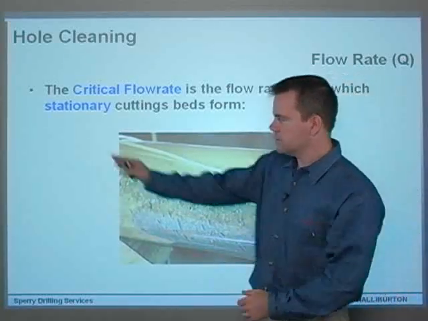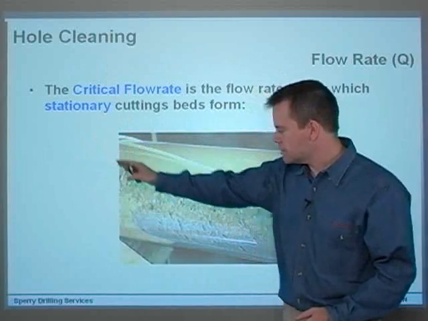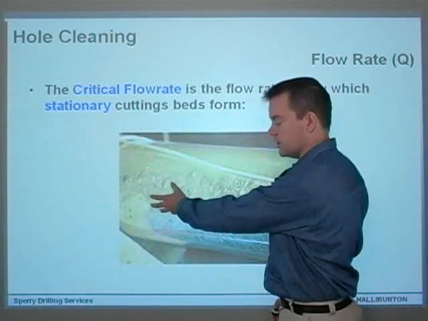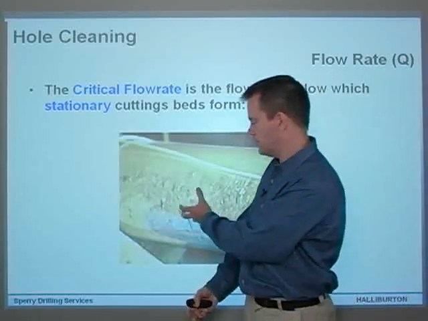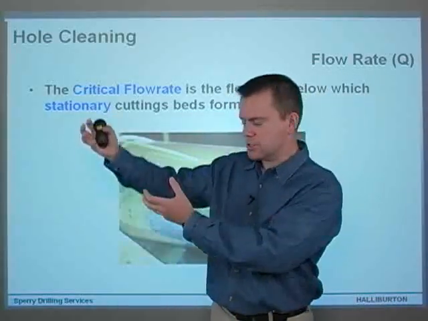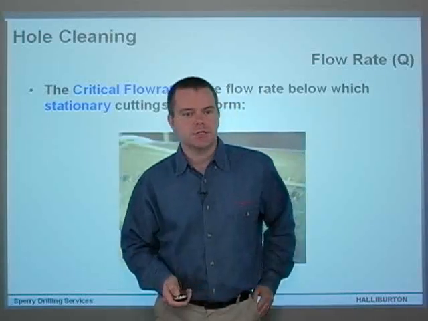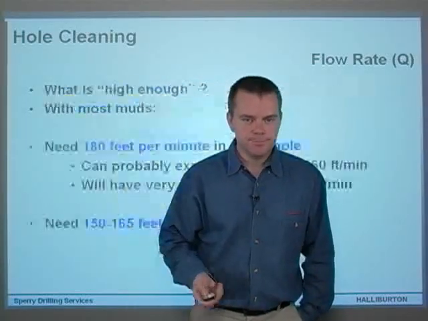Imagine that wellbore with the vertical section, the tangent section, the horizontal section. All the way down the tangent section, if you're below the critical flow rate, you're building up a bed like that. It's just sliding down and then collecting at the bottom. So that's what the critical flow rate is.